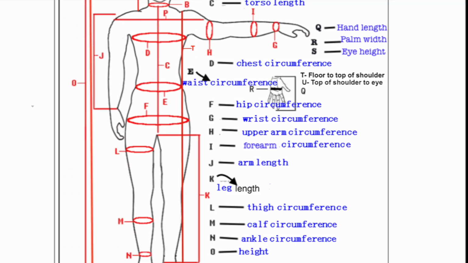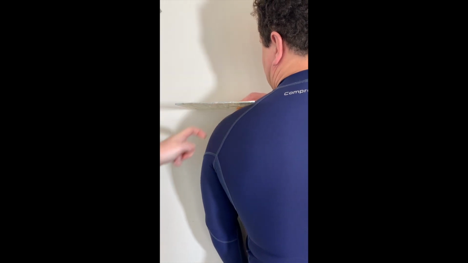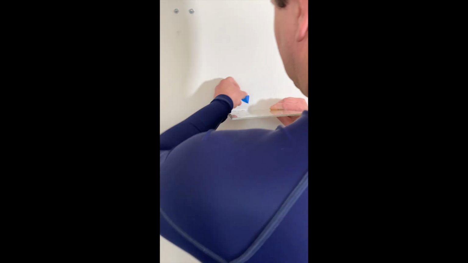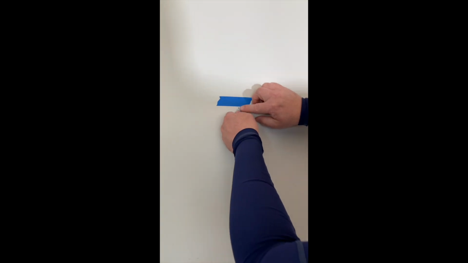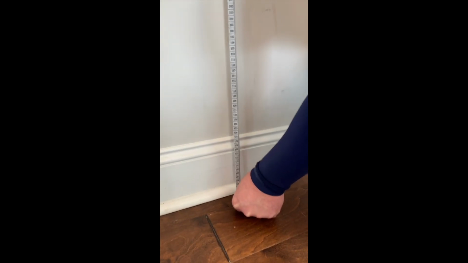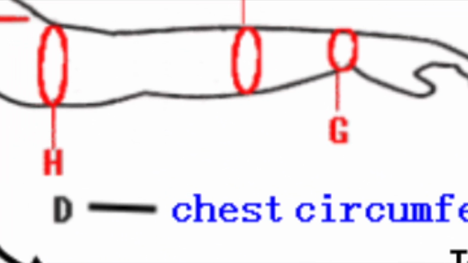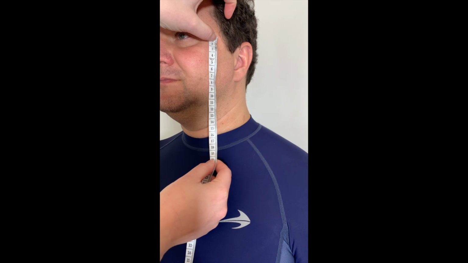T is measuring from the floor to the top of your shoulder. Make sure you find the bony part of your shoulder. The last measurement is U, the top of the shoulder to the eye. So you'll measure from your eye level down to your clavicle, the collarbone, just below it.